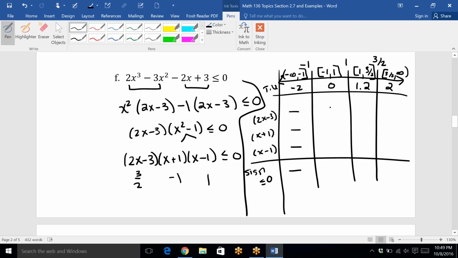2 times 0 is 0, minus 3 would be negative. 0 plus 1 is positive. 0 minus 1 is negative. Two negatives multiplied together make a positive.